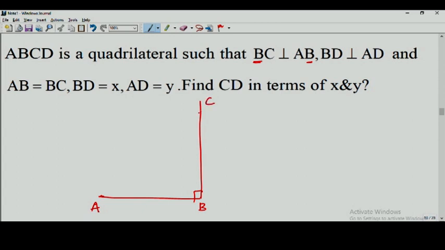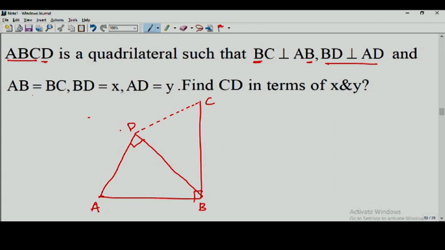Another point D is there in the quadrilateral ABCD. Let us assume it may be somewhere in this region. And another condition is also given, BD is perpendicular to AD. So take D in such a way that AD is perpendicular to BD. So angle D is also 90 degrees. So let's join DC also. This is the quadrilateral and BD is one of its diagonals.